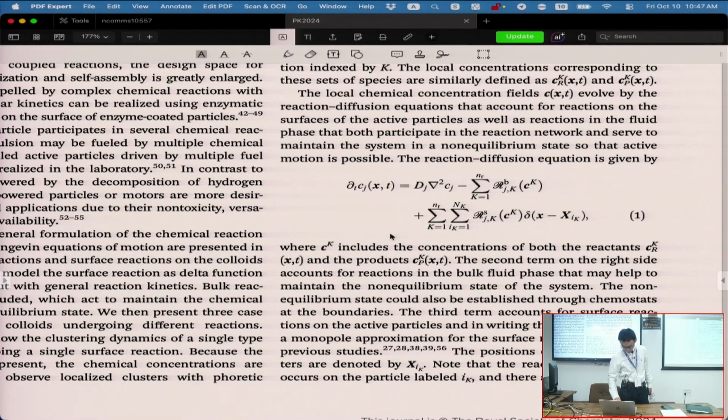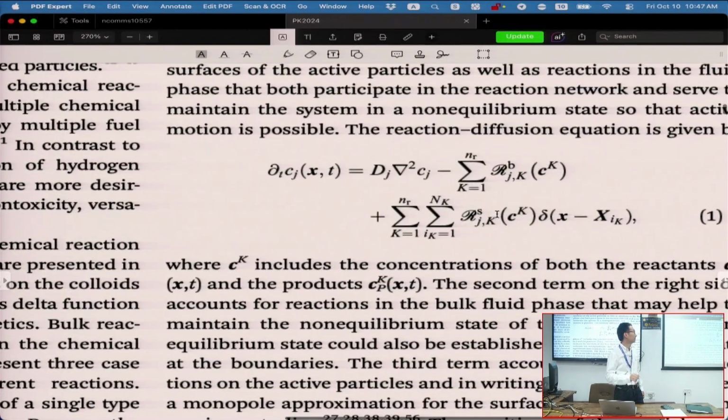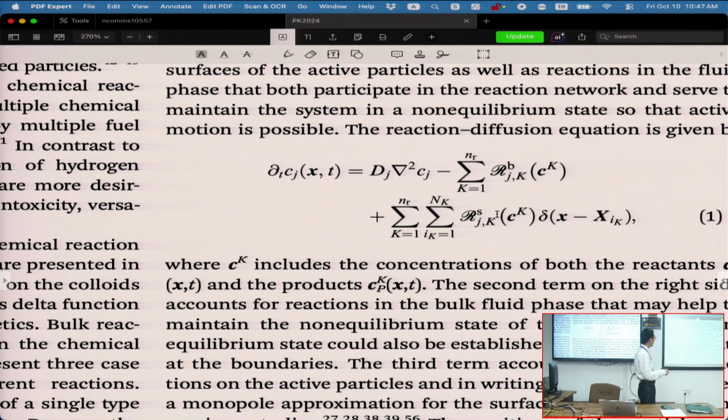I didn't bother to write out these equations in the slides. That's why we're looking at this PDF here. So let's think about particles or droplets that have some sort of surface reaction, or they're just trying to produce some chemical which comes out of these droplets into the fluid.